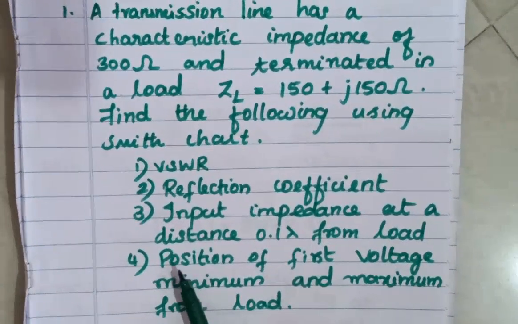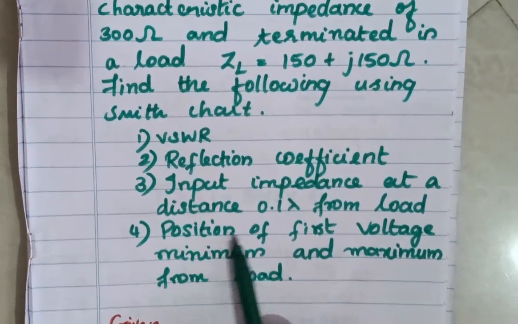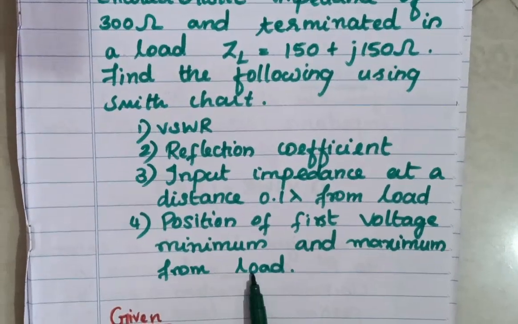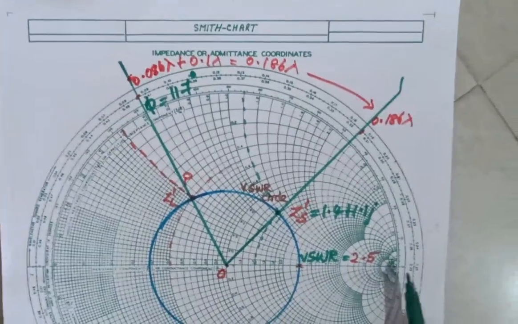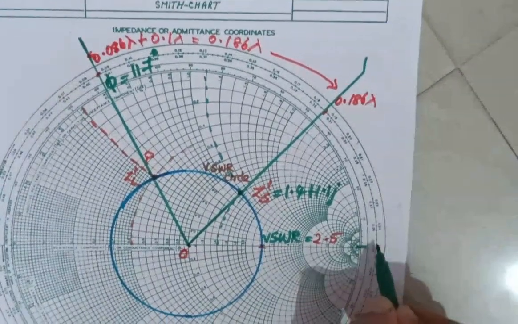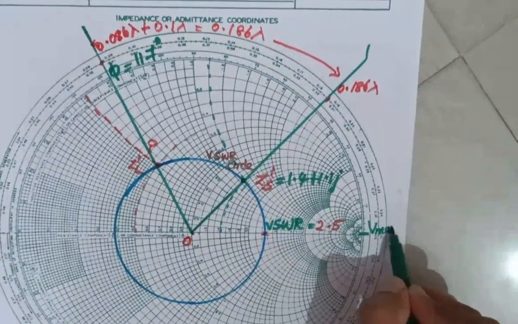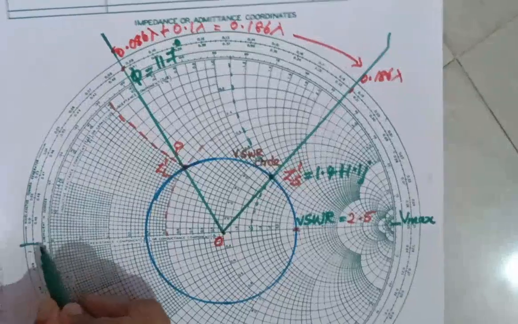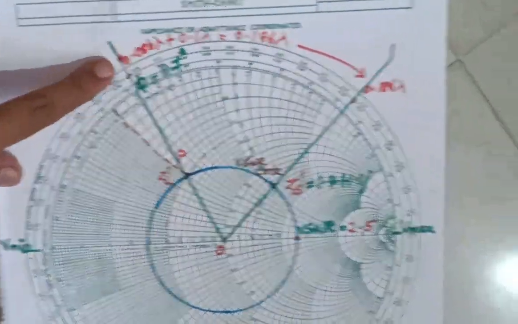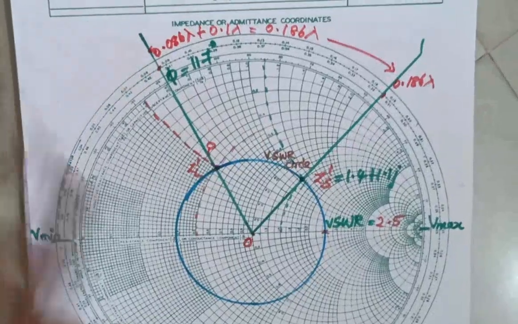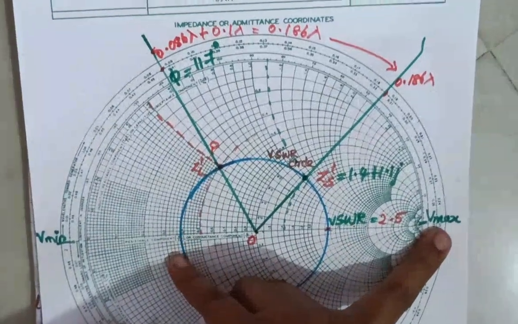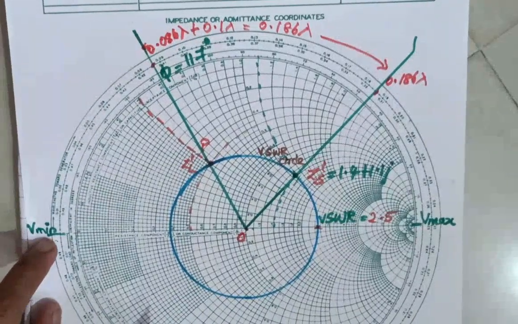Next, the fourth step is to calculate the position of the first voltage minimum and maximum from the load. For that, just mark this point. The right hand side of the graph is V max, voltage maximum, and the left hand side is V minimum. This is the location of the load. The right hand side is the location of voltage maximum, and this is the voltage minimum.